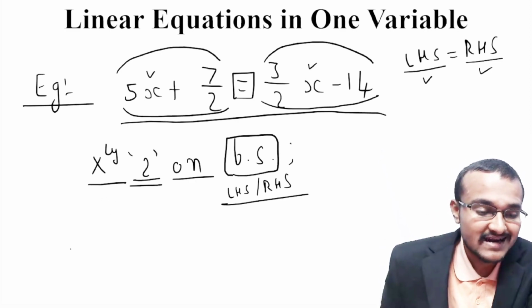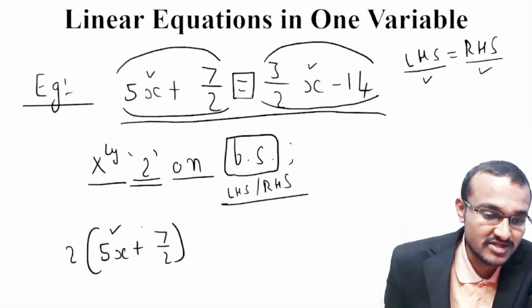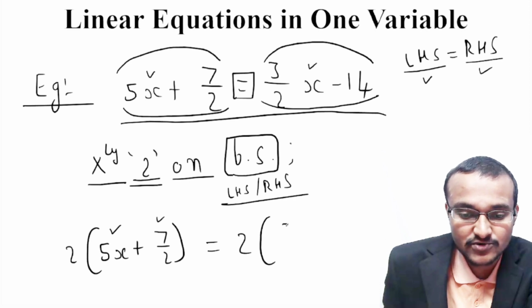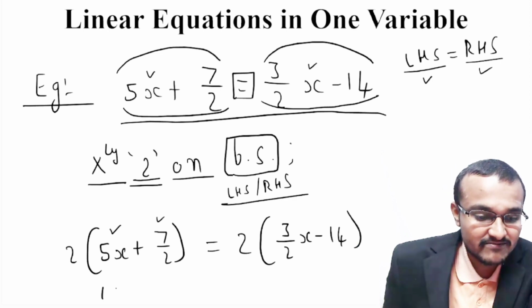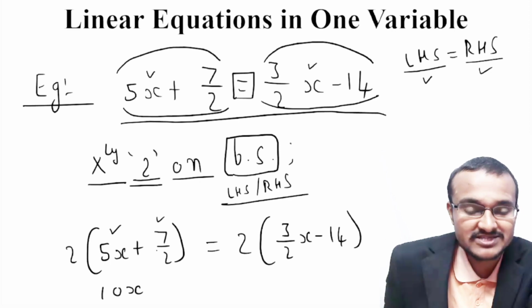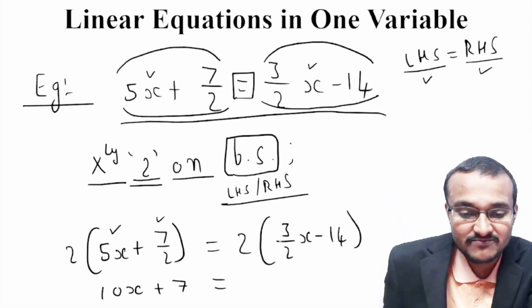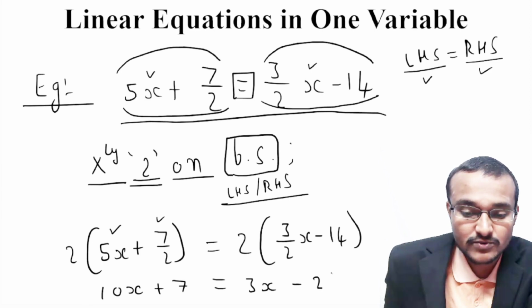So now let us multiply 2 for this 5x plus 7 by 2. If you are multiplying 2 for LHS, then you should multiply for both the terms, 5x and 7 by 2. Here also for RHS you should multiply 2 for both the terms, that is 3 by 2x minus 14. So when you multiply 2 with 5x, it will become 10x. And when you multiply 2 with 7 by 2, 2 gets cancelled and you will be getting 7. So when you multiply 2 with 3 by 2, you will get 3x, minus when you multiply 2 with 14, you will get 14 into 2, 28.